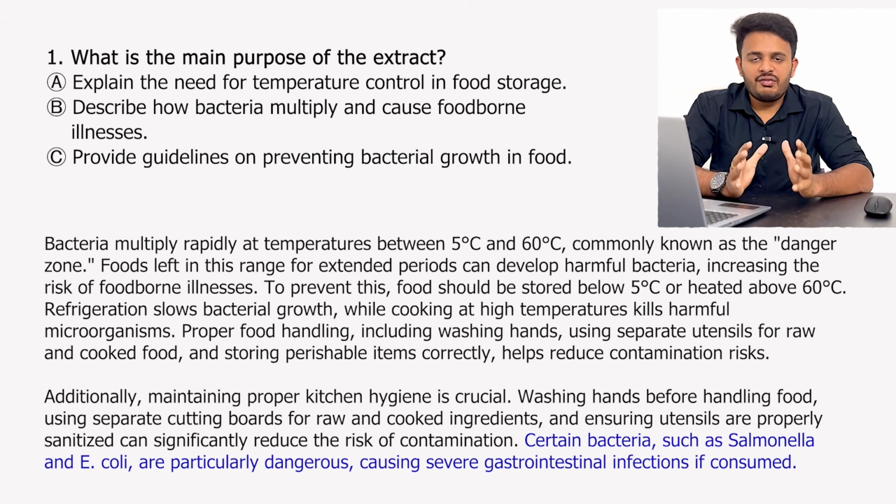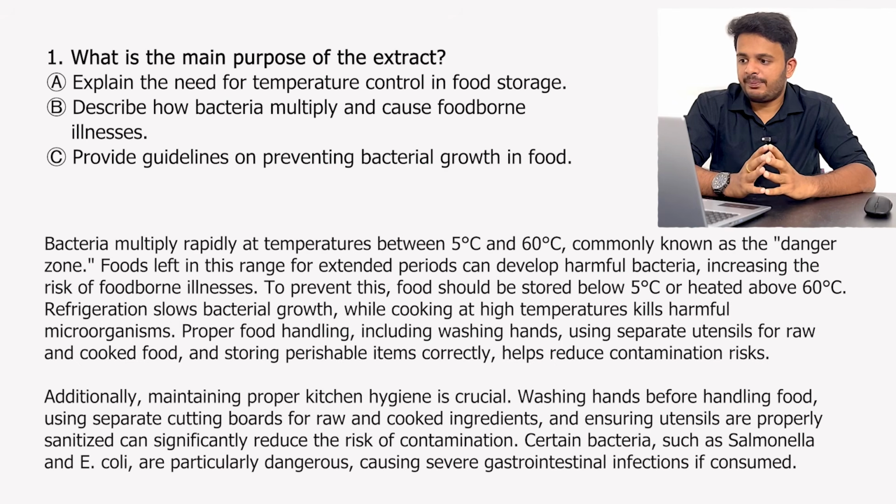Now, after finishing the entire extract, we need to ask the question to ourselves. What is the main theme discussed in the paragraph? You can see that the first 2 sentences give us information about the temperature range in which bacteria can thrive inside food. And after that, a major chunk of the extract discusses the ways to avoid food contamination. And the last sentence gives us information regarding the names of bacteria that cause food contamination. Now, let's move to the options.